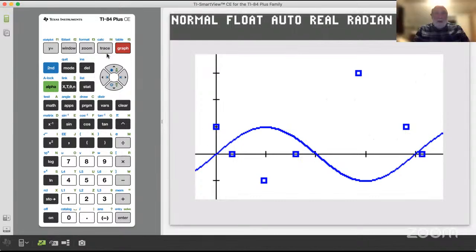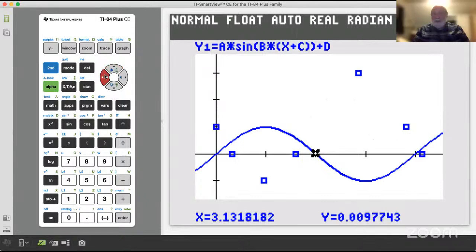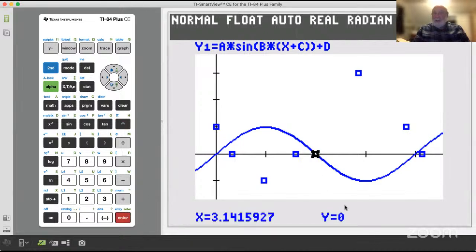Why don't we do a trace here? Oh, we don't have the transform app running, not yet. Let me go ahead and just go to pi. I'll just enter pi for x. So at x, it looks like it's 0. Well, that would make sense for sine x. And it's going up to 1 and minus 1.